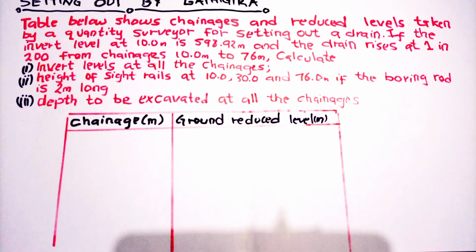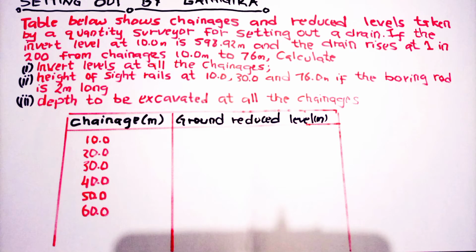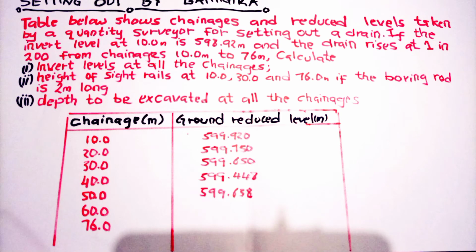So the table there, we have the column for chainage in meters and the reduced levels. Our chainage rises from 10 meters to 72. Then we'll have ground reduced levels. They reduce, then to a certain level they rise.